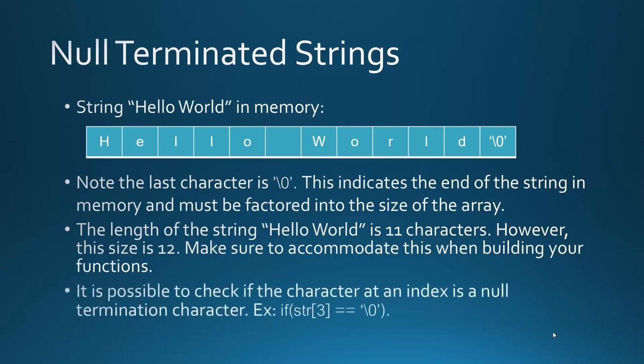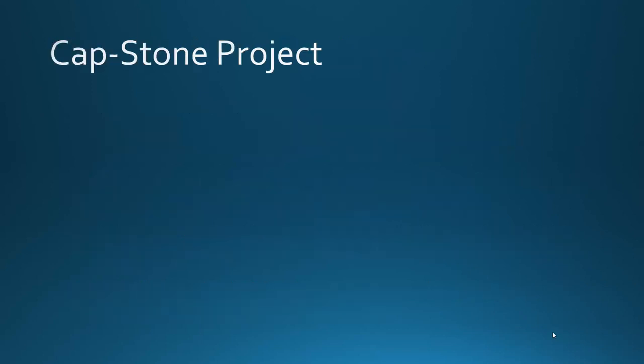And it is possible to check to see if a character is a null termination character. You just use single quote, \0, and single quote, and that will tell you if you've reached the null termination character. So you will need that in this project. If you have any questions, just refer back to this slide for more information.